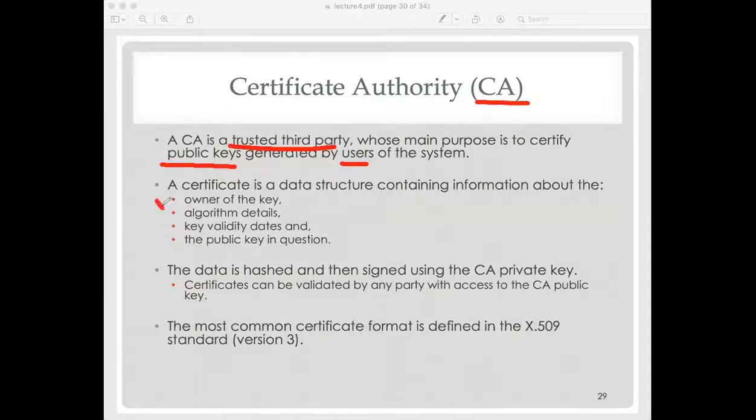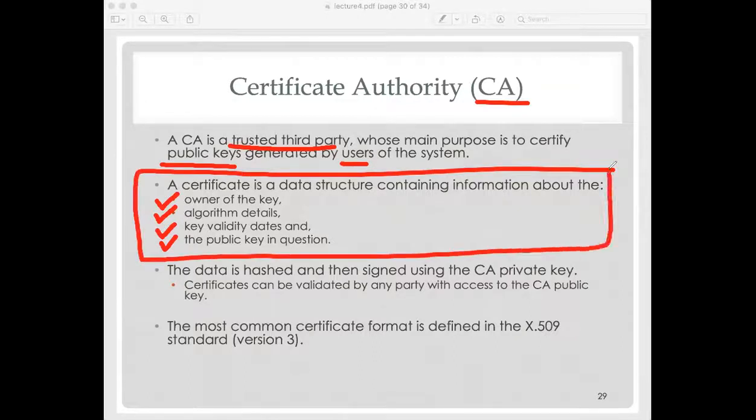And we'll say, this is the owner, maybe this is his email and his name and his address. This is the algorithm that this public key is using. Maybe it's RSA, El Gamal, it's 1024 bits, it's 2048 bits, and whatever, and then puts the public key in it and says this key is valid from this date, and all that kind of stuff. And then signs this document using the certificate authority private key.